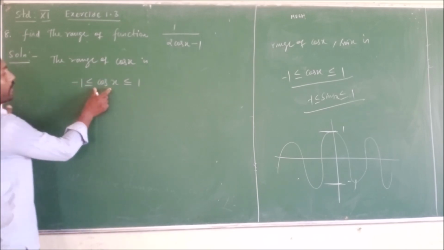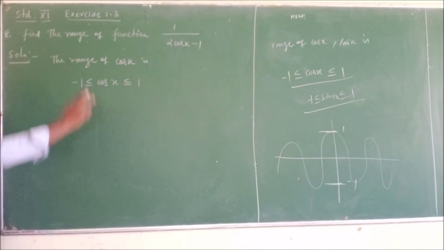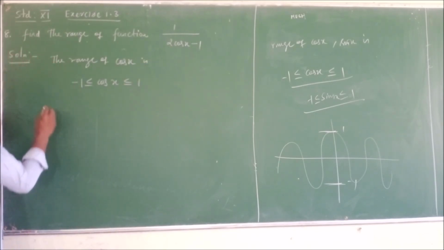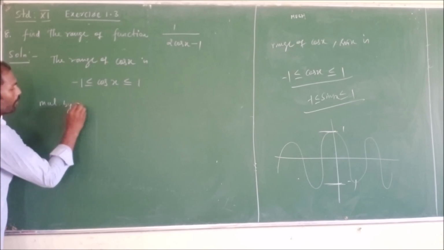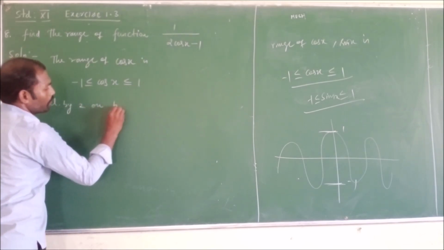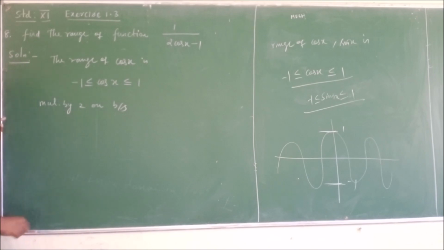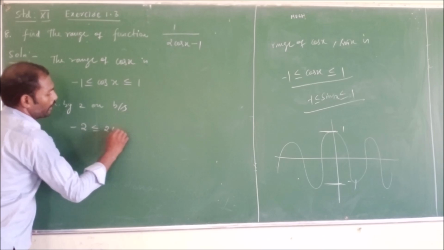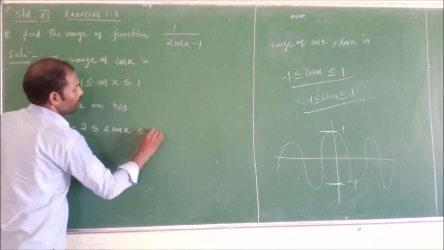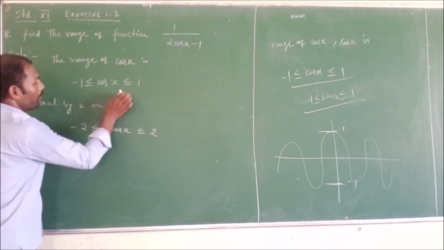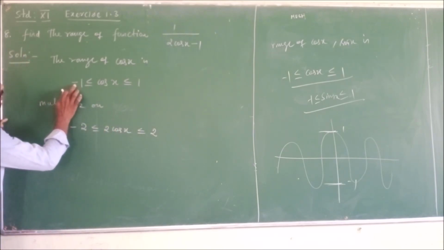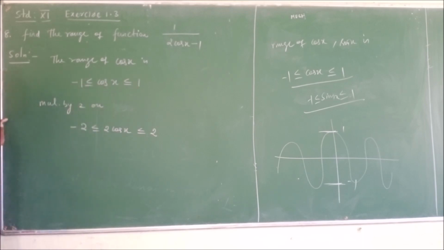If this cos x is applied to the given problem, multiply by 2 on both sides. So -2 less than or equal to 2 into cos x less than or equal to 1 into 2. Multiply by 2 on every term.